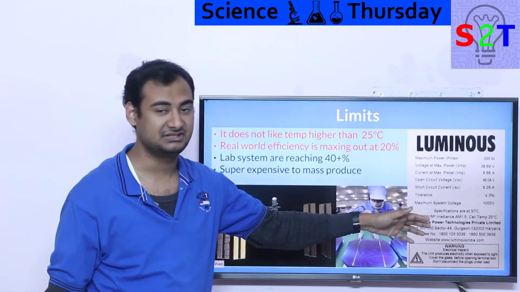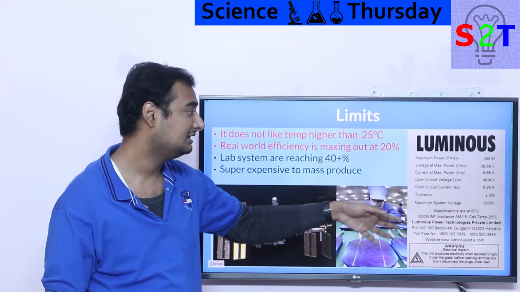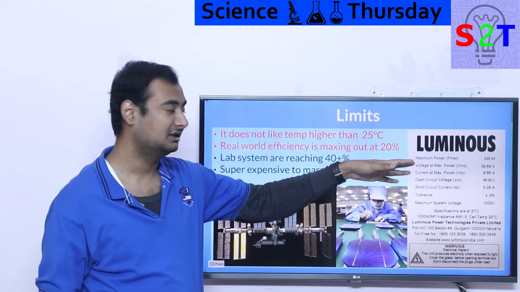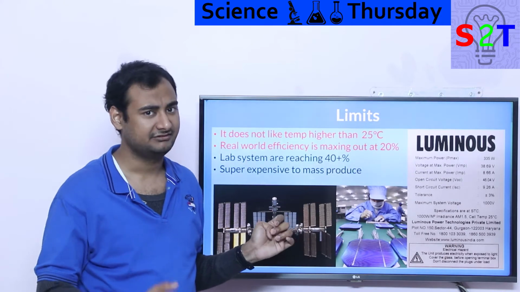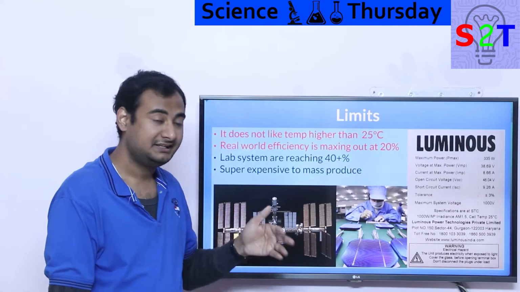So even at higher temperatures, as high as 50 degrees Celsius, instead of going down from, let's say, 335 watts of power, it will go down to only 300 watts. But the panels that can do that are very expensive. Another aspect is why it gets hot over time.